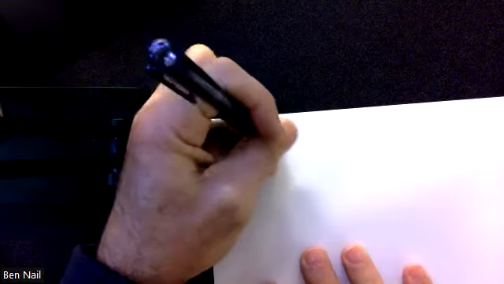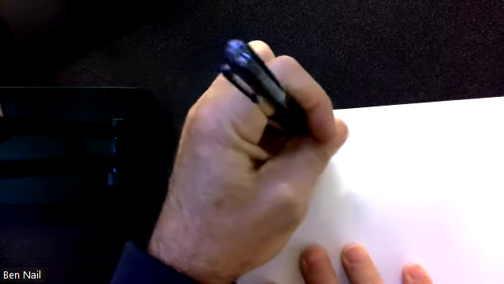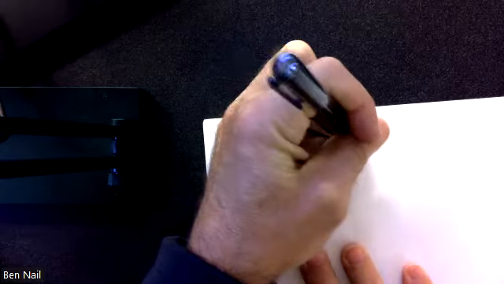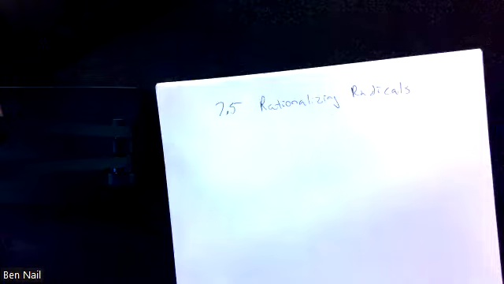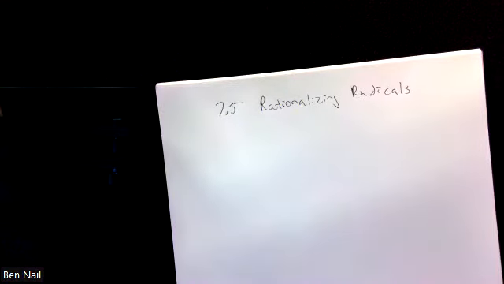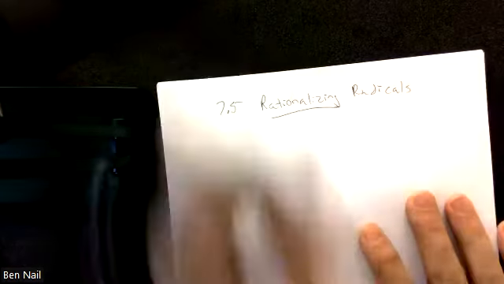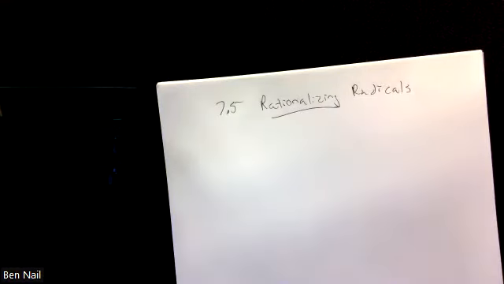All right, and with that, we're going to start and we're going to cover sections 7.5, 6, and 7. 7.5 is called rationalizing radicals. Okay, it's basically a form of division. All right, rationalizing is kind of a way of saying clearing of the radicals.